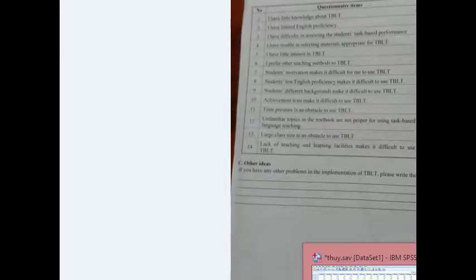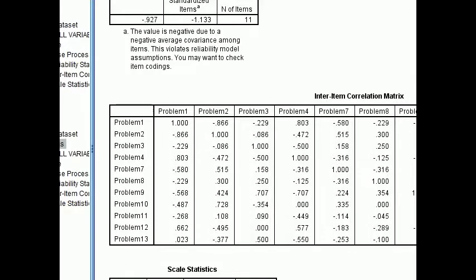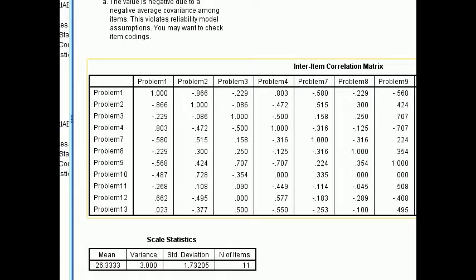So that means they don't have this. They disagree that they have little knowledge, so meaning they agree. You know what I mean? So you have to look at those things, and I can't do anything to improve your data because your data is your data. You cannot change the data.